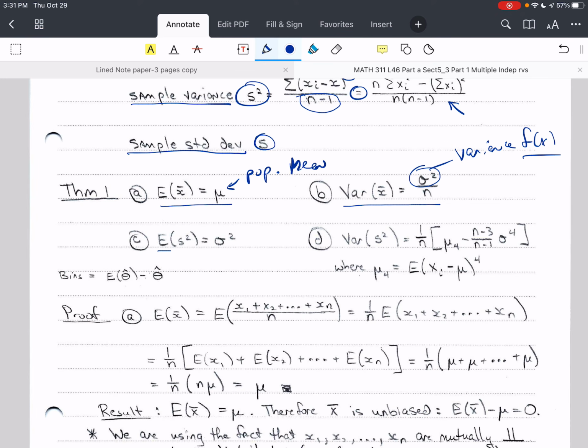And then the expected value of S squared is equal to the population variance, or the variance of f of x, the distribution. And then finally, the variance of S squared is given here in this equation, and we're not going to prove this, and I don't think we'll use it this semester. Well, we won't use it this semester. We might use it next semester. So I wanted to give this to you in case we need it at some point.